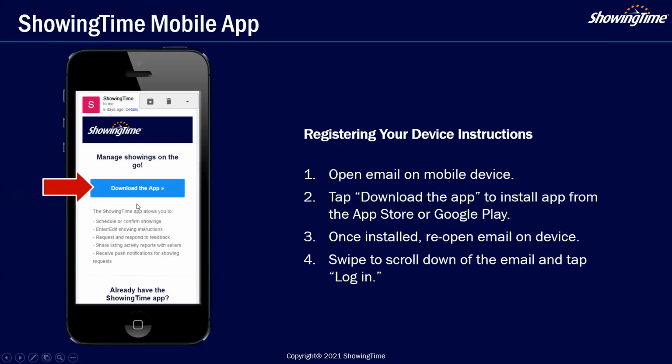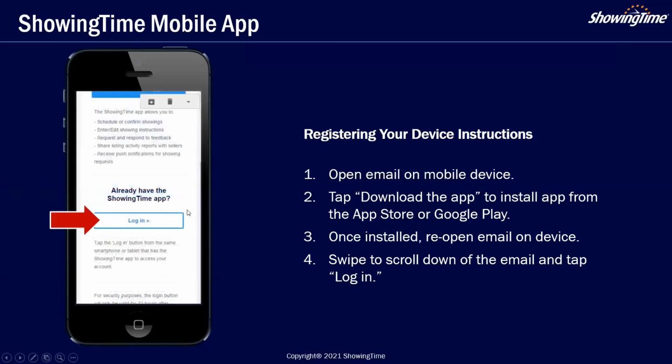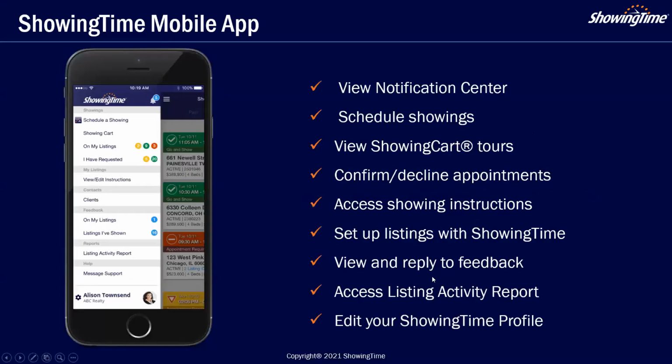And then when you're done installing it, don't try and sign into it. Instead, come right back to the same email that we sent you and tap on login. That'll sign you right into the mobile app without needing to do any additional steps. Also, if you need to put our mobile app on multiple devices, you can just go through these exact same steps. Here's what our mobile app looks like.